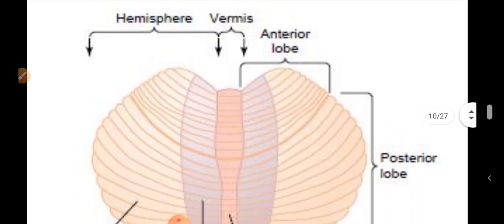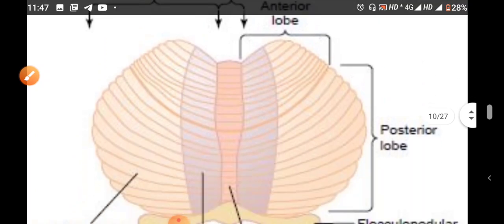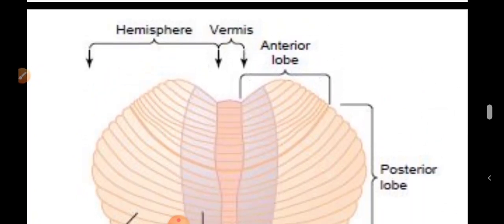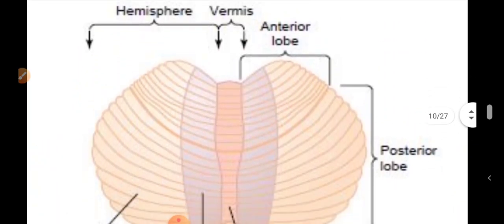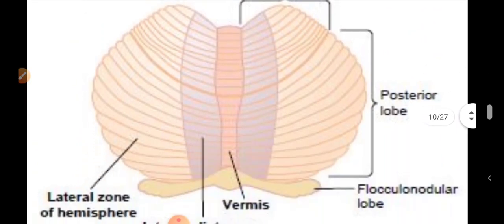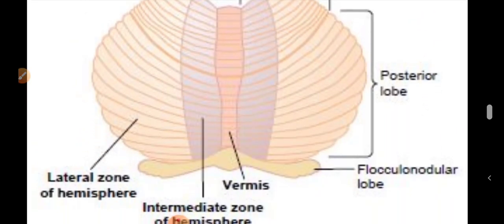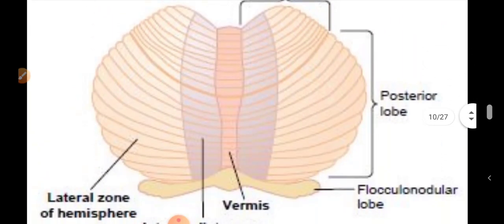So in this diagram you can see the central part, that is the vermis. So this is the vermis, and these are the hemispheres. Here is the anterior lobe, you can see, posterior lobe, and the flocculonodular lobe. Also in this diagram you can divide the cerebellum into a central part, that is vermis. On both sides of the central part there is the intermediate zone of hemisphere, and the side part is called the lateral zone of hemisphere.